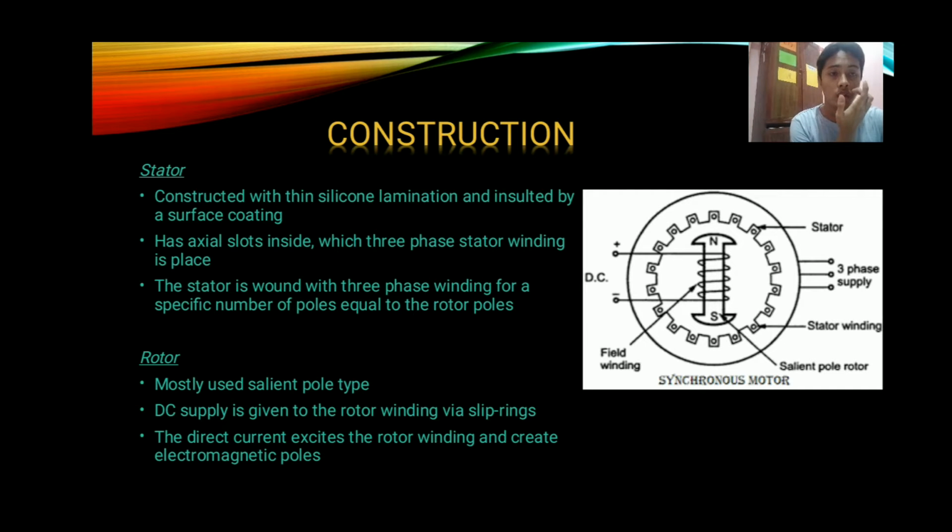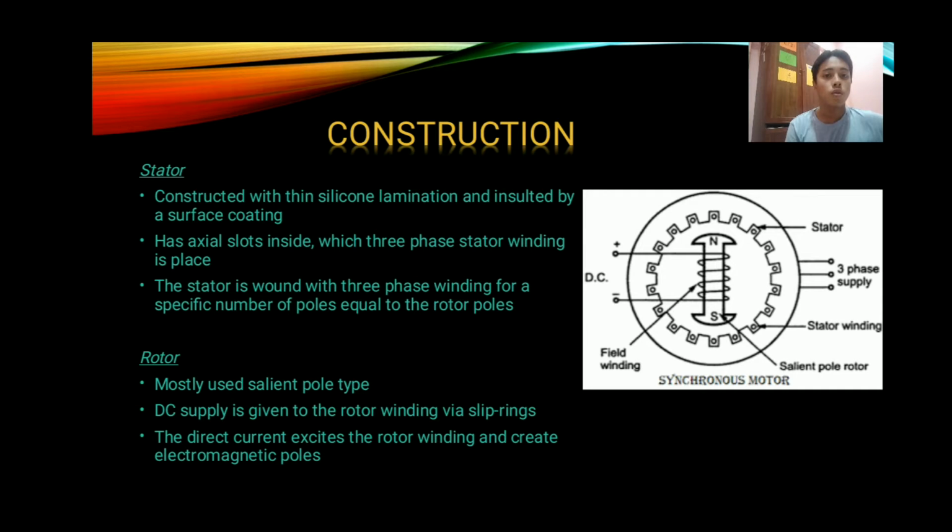Next, the construction of the synchronous motor. It has two parts. First, the stator is constructed with thin silicon lamination and insulated by a surface coating, with axial slots inside in which the three-phase stator winding is placed. The stator is wound with a three-phase winding for a specific number of poles equal to the rotor poles.